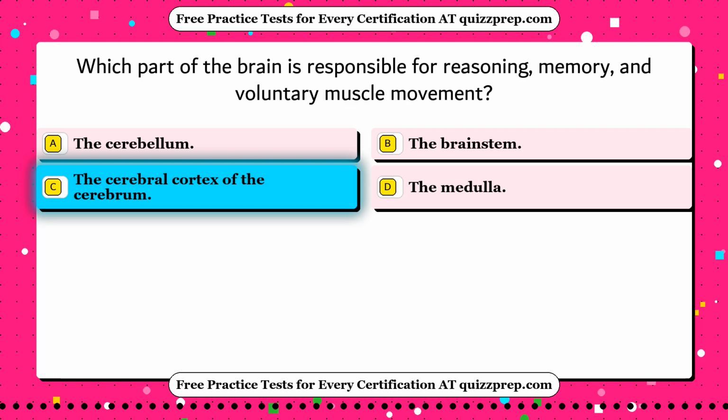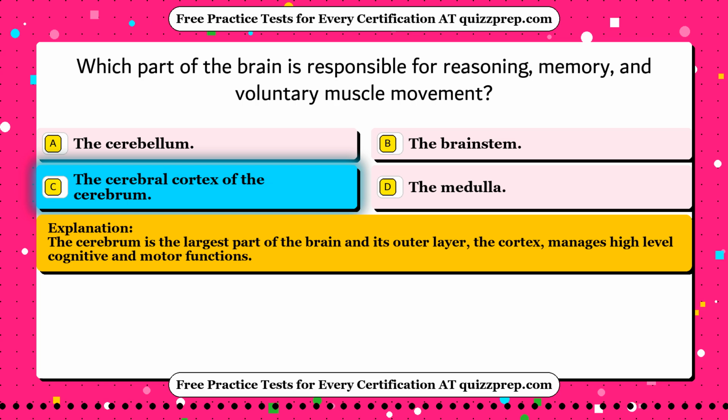The correct answer is option C. The cerebral cortex of the cerebrum. The cerebrum is the largest part of the brain and its outer layer, the cortex, manages high-level cognitive and motor functions.